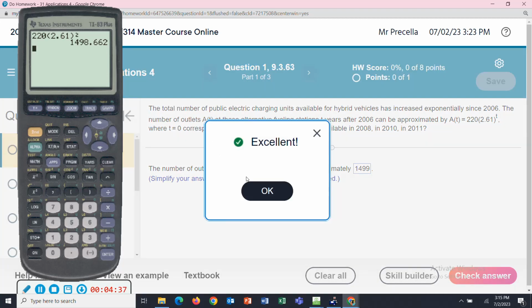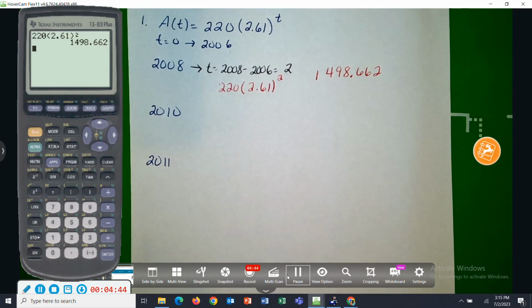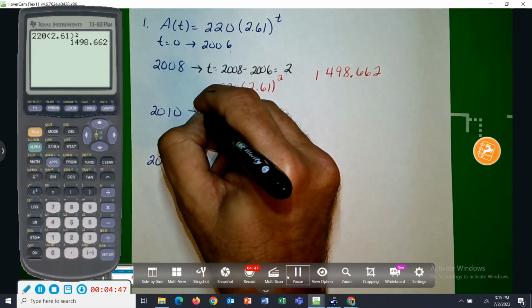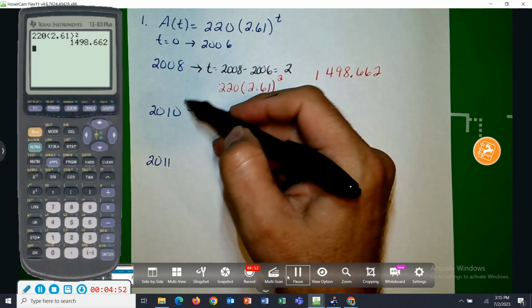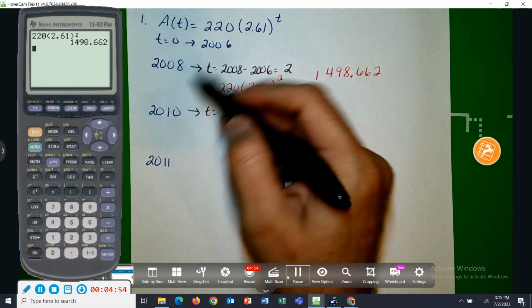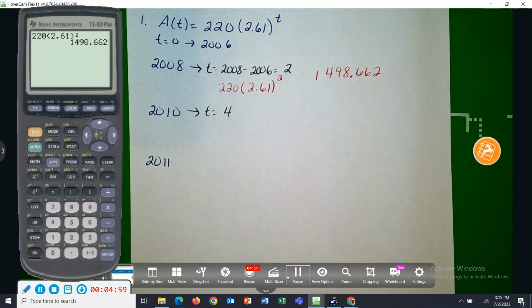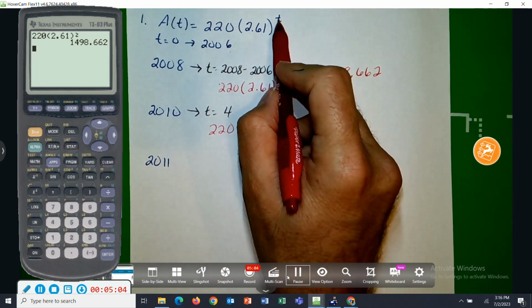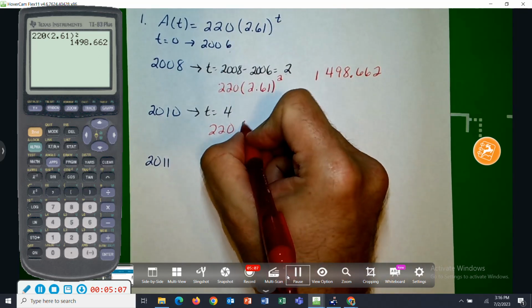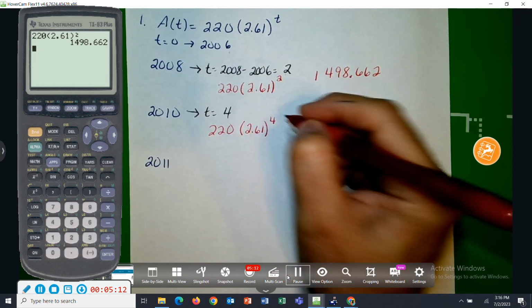Okay. And now, what about 2010? Well, 2010 would be how many years after 2006? Well, 2010 minus 2006 is 4. So we're going to be punching in, plug a 4 in for t, so 220 parentheses 2.61 to the 4th power.